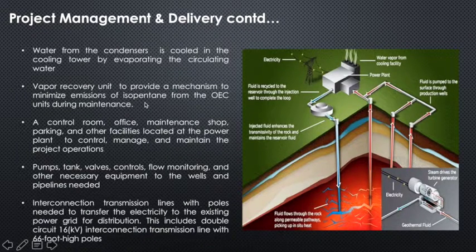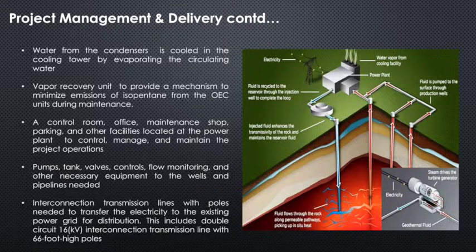Water from the condensers is cooled in the cooling tower by evaporating the circulating water, which can be shown in this diagram here. We also have a vapor recovery unit to provide a mechanism to minimize emissions of isopentane from the OEC unit during maintenance, and this would obviously be in the power plant as shown in the diagram. We also have provisions for a control system, an office, a maintenance shop, parking, and other facilities located at a power plant to control, manage, and maintain the project operations, as in the case of any power plant today.